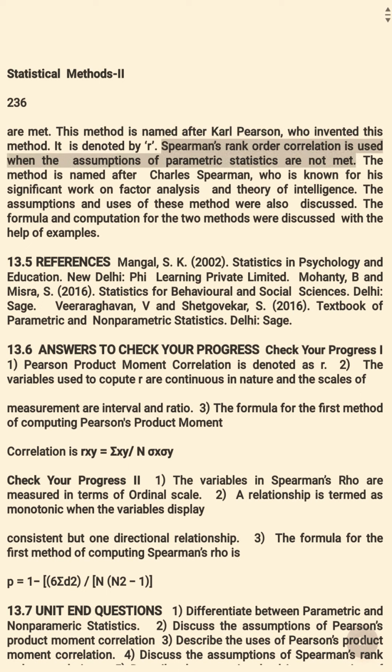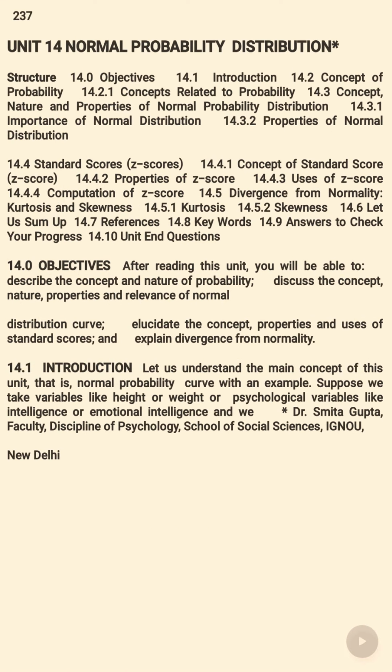Spearman's rank order correlation is used when the assumptions of parametric statistics are not met. The method is named after Charles Spearman, who is known for his significant work on factor analysis and theory of intelligence. The assumptions and uses of these methods were also discussed. The formula and computation for the two methods were discussed with the help of examples. We will move on to Unit 14, Normal Probability Distribution.